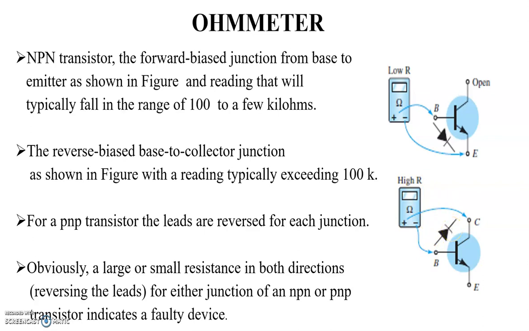Suppose you have an NPN transistor and the leads are reversed for each junction. Obviously a large or small resistance in both directions, for either junction of an NPN or PNP transistor, indicates a faulty device. So like this you have to find out whether the transistor is in good condition or bad condition.